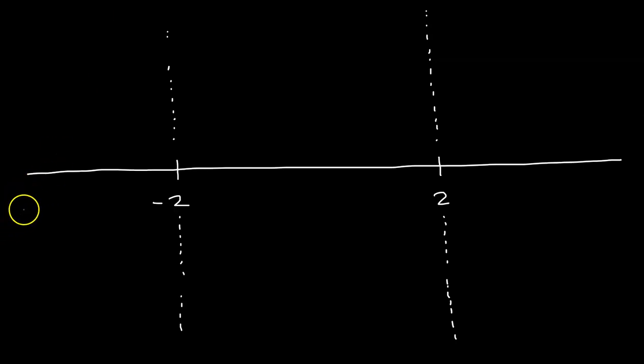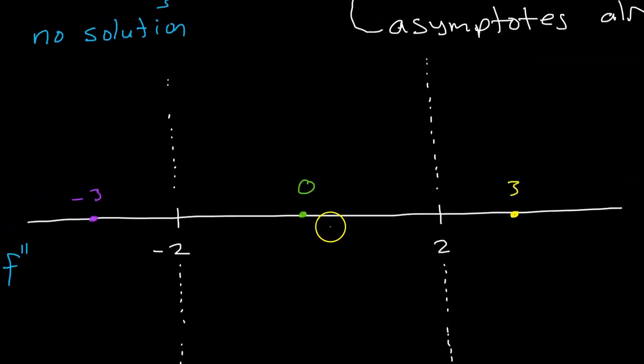Okay, and this is the second derivative test, so I'm just going to mark that down here somewhere. All right, we're doing second derivative. So we'll use test values of negative 3 and 0 would be good. Okay, we'll use 0. And we'll use positive 3.